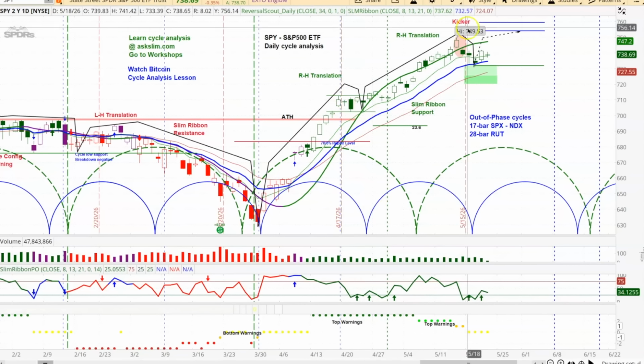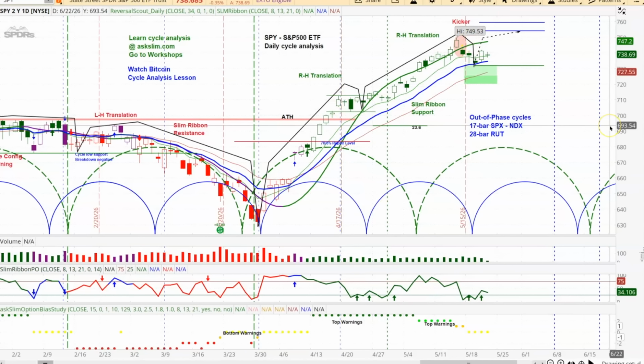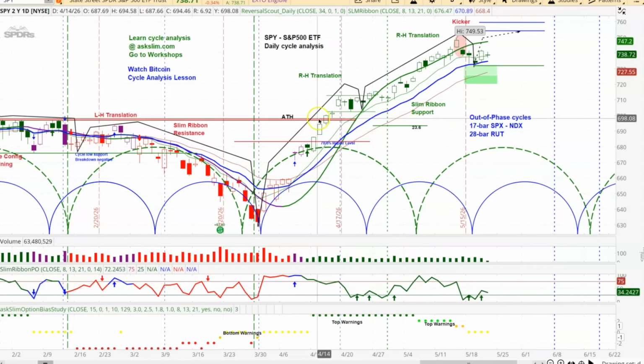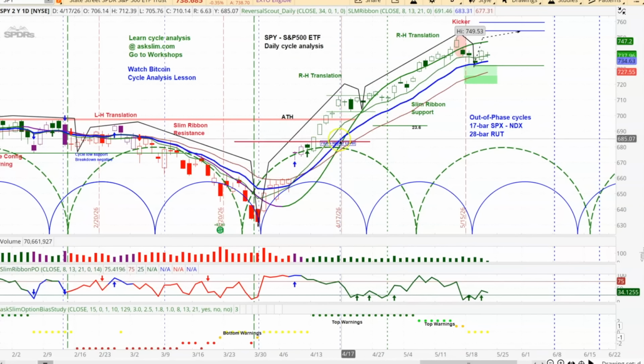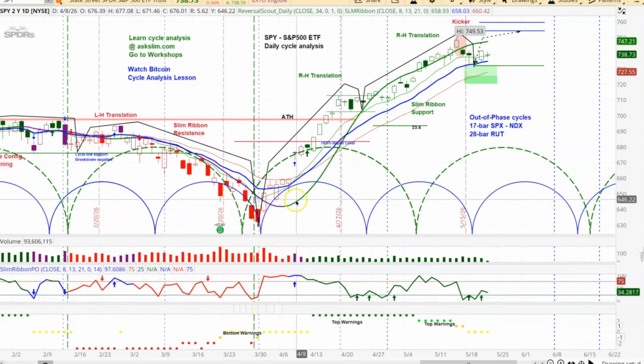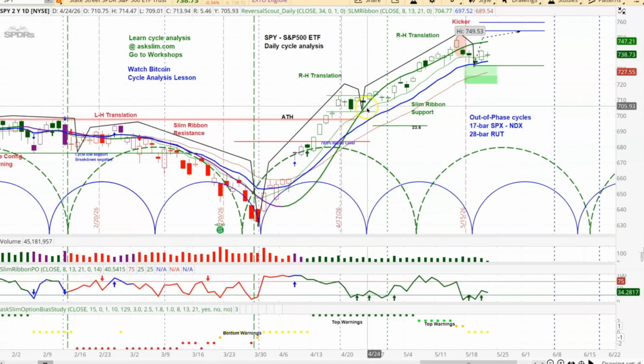All they brought you were these tiny little corrections. So you could see the setup here. This is a bullish right-hand translation, riding the upward slim ribbon right over here. Our reversal scout, which turned up here, had no downtick in this little correction area. All of that momentum strong.